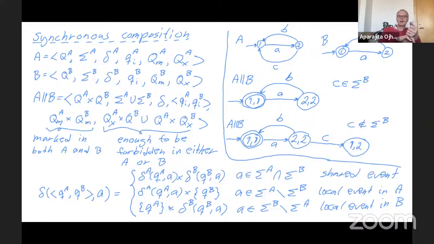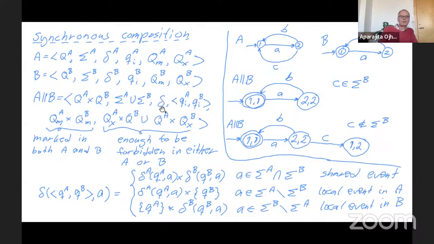Or if you are in any state in A, but a forbidden state in B, you're also in a forbidden state in the synchronous composition. So you then have to take the cross product between the forbidden states in A and all states in B, union with all states in A and the forbidden states in B. Simply, it's enough to be forbidden in either A or B.